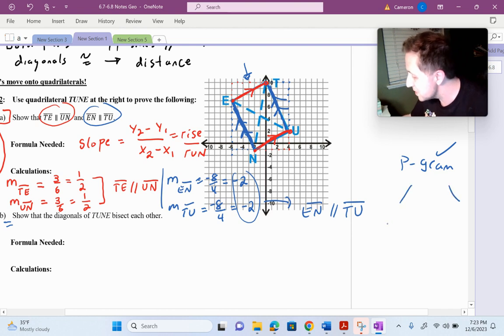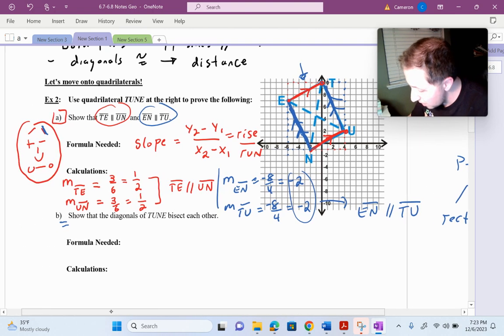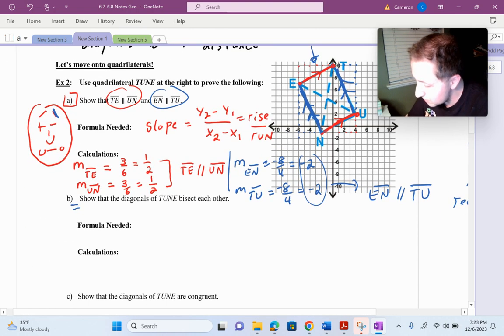So now underneath, we know there's still rectangle, there's still rhombus, and there's still square that it could potentially be. So we're probably going to have to check some other properties before we can answer those questions. Another way I could have shown it's a parallelogram is I could have shown that the diagonals bisect each other. So let me show you an approach for that one.